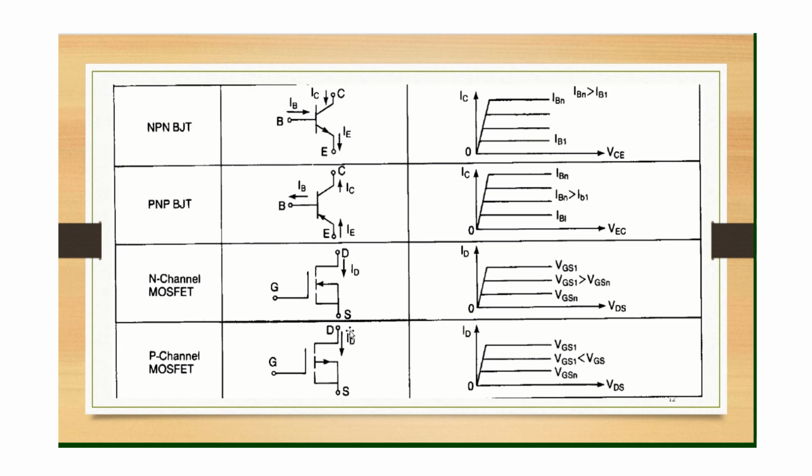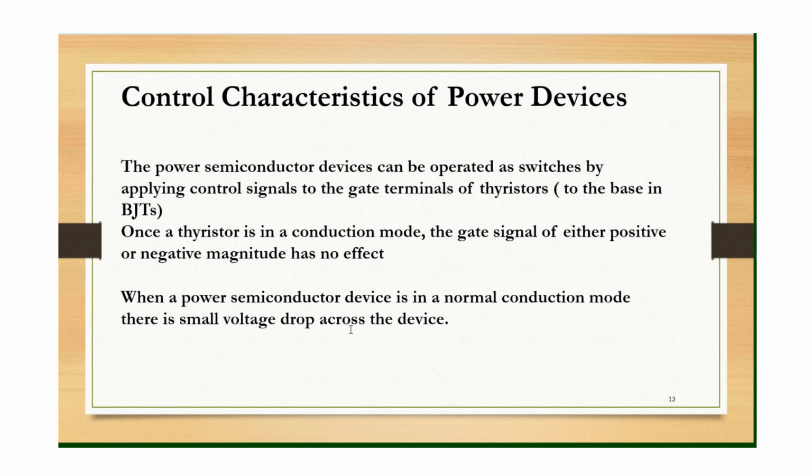Okay. So moving on, control characteristics of power diodes. That means how to control these devices. So there has to be some signal to turn off or turn on these devices, right? So the power semiconductor devices can be operated as switches, as I had told in the previous session. Mostly these devices will be used as switches. So they can be operated as switches by applying a control signal to the gate terminals of thyristors, that is SCRs.